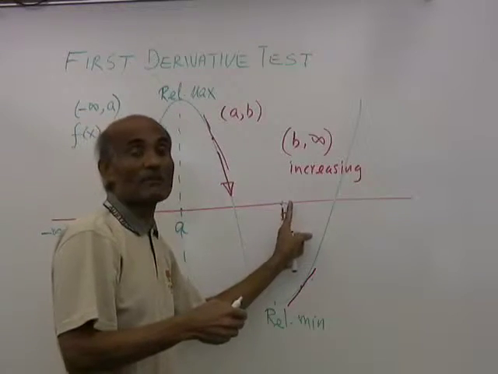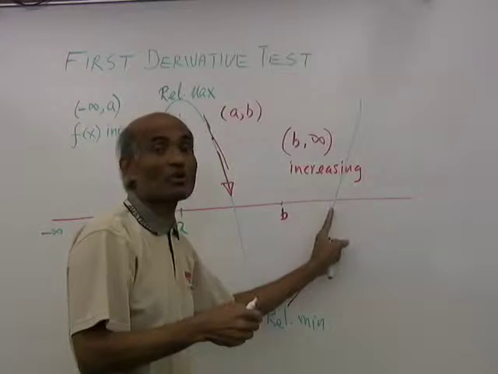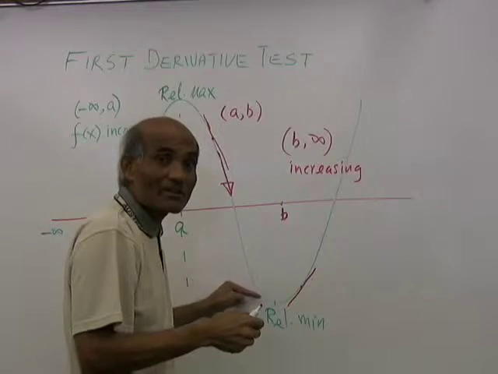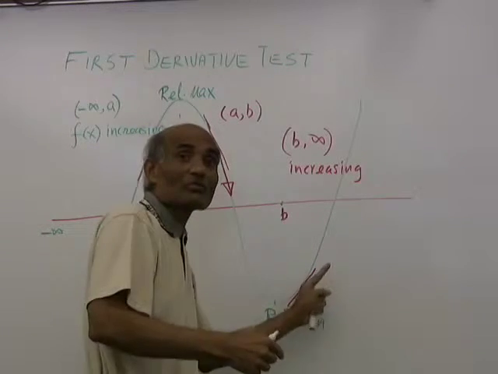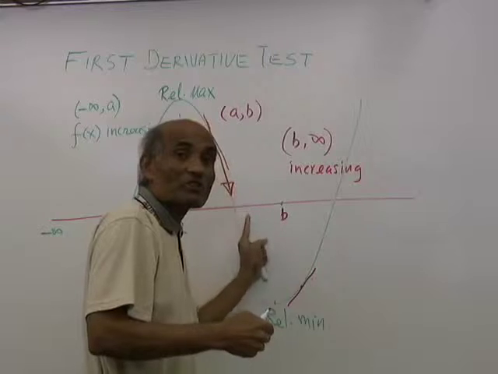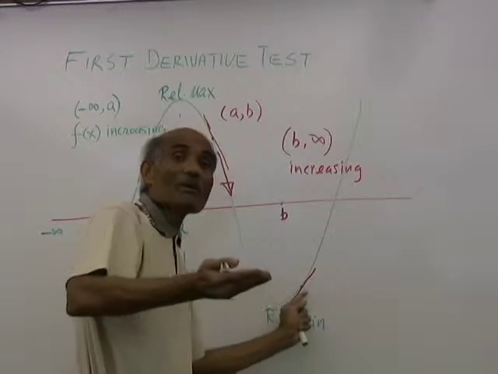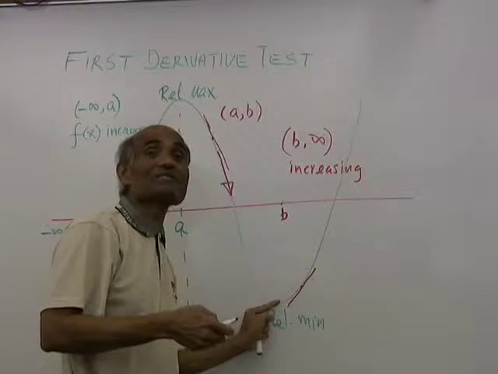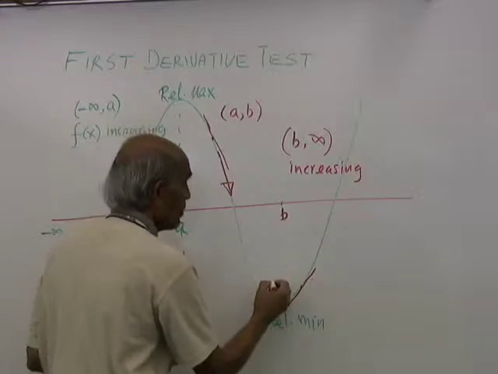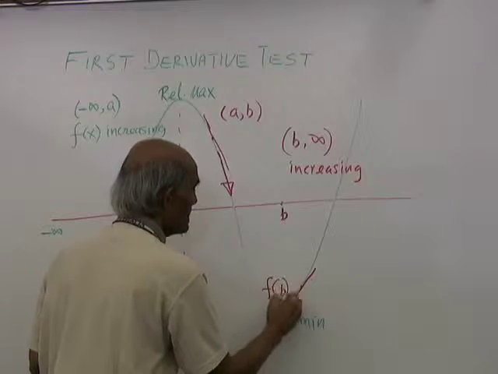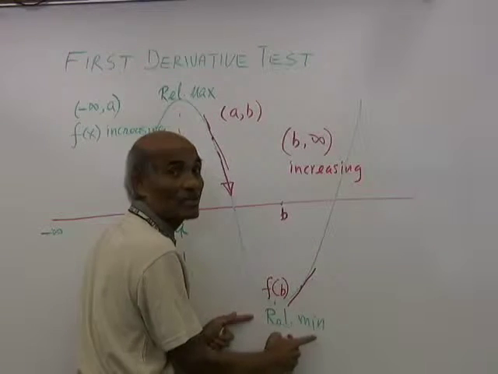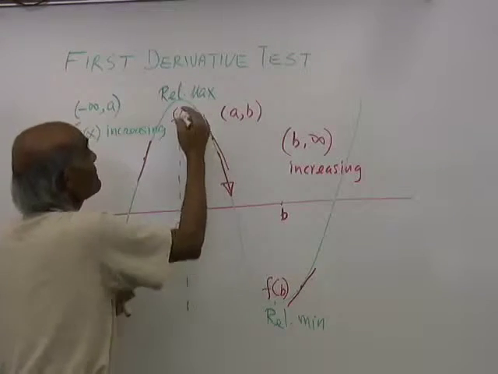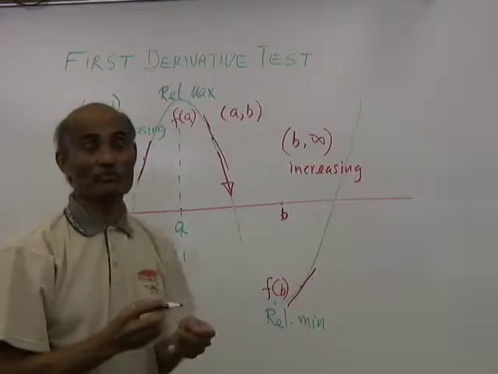Similarly, look at the behavior on the left and right of b. On the left of b, the function is decreasing, and on the right it is increasing. That means it decreases, reaches a minimum, and then increases. So the function value at x equal to b, or we call it f of b, f of b is a relative minimum and f of a is a relative maximum.